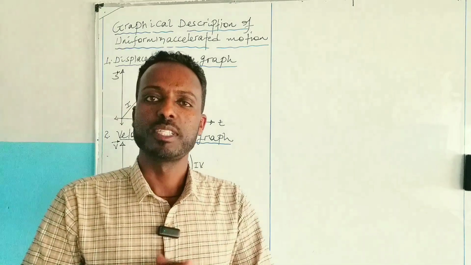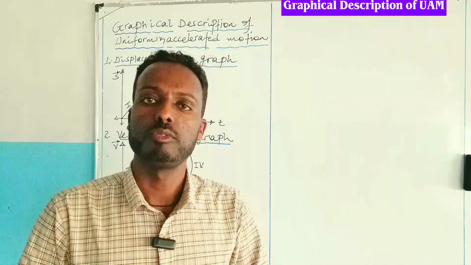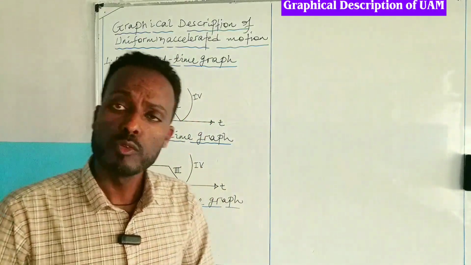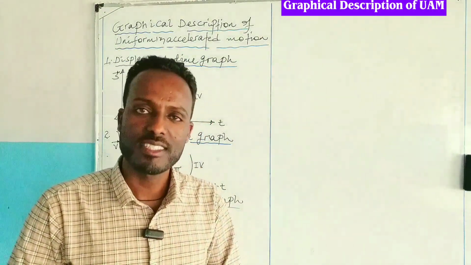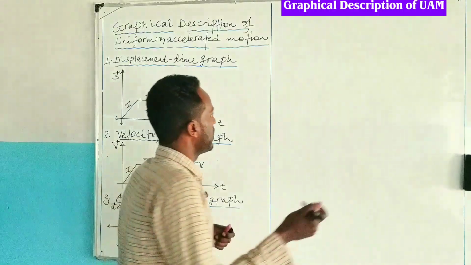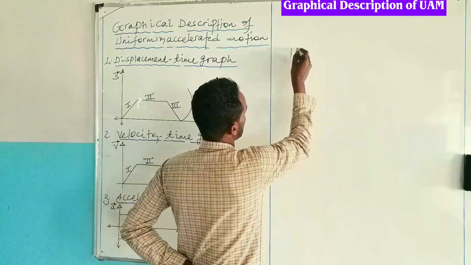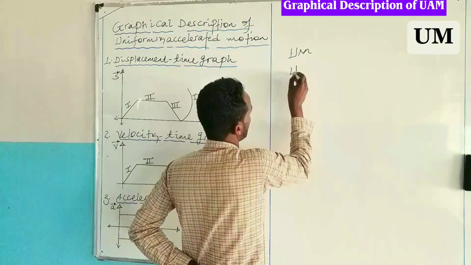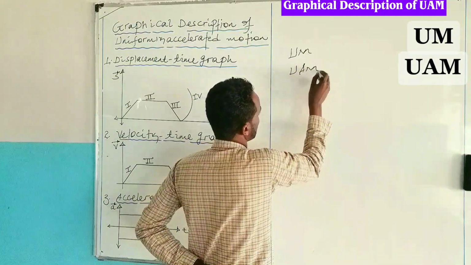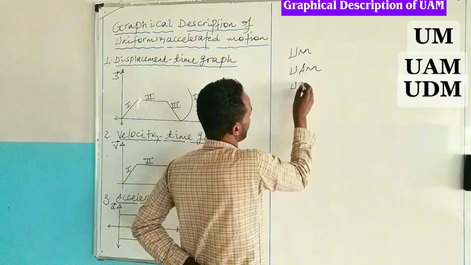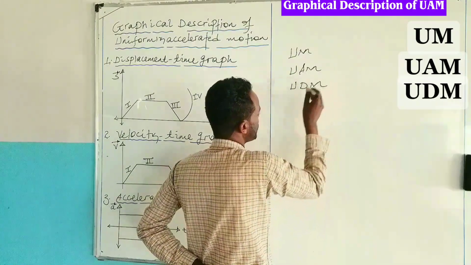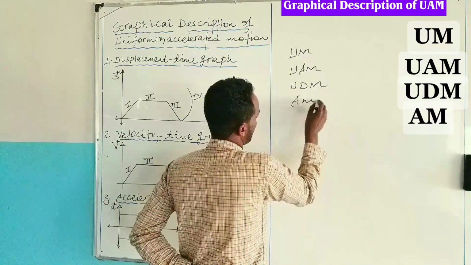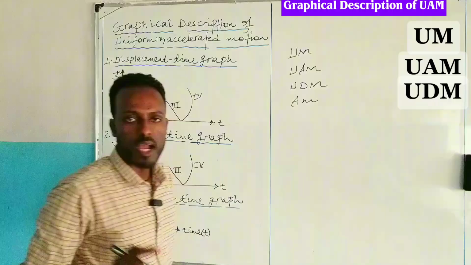Okay, today I am going to discuss graphical description of uniformly accelerated motion. So first of all, let me differentiate uniform motion and uniformly accelerated motion. The motions of an object may be uniform motion, uniformly accelerated motion, uniformly decelerated motion, or accelerated motion.